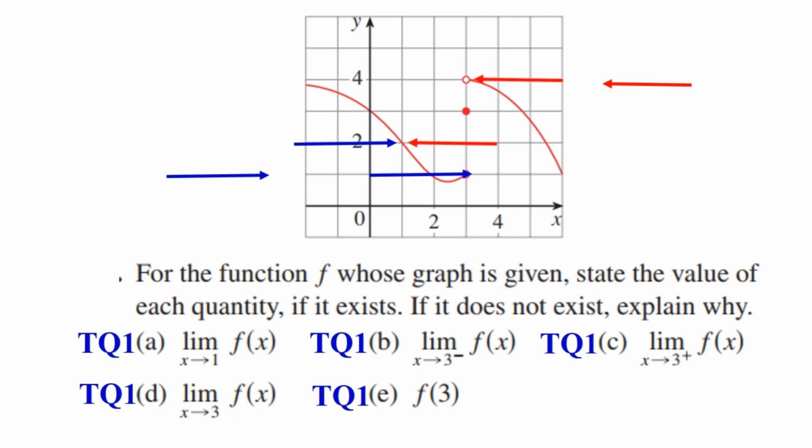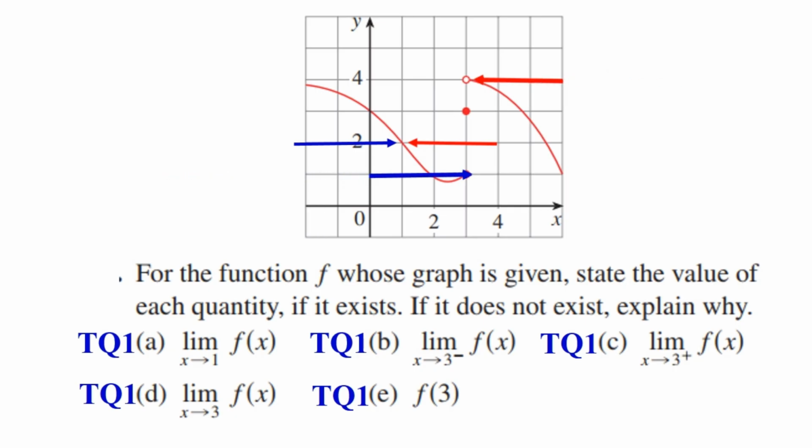Then question TQ1d is saying, what is the limit of the function as x is tending to 3? For this TQ1d, you will notice that the limit does not exist because the left-hand limit does not equal the right-hand limit. So that one is for TQ1d.